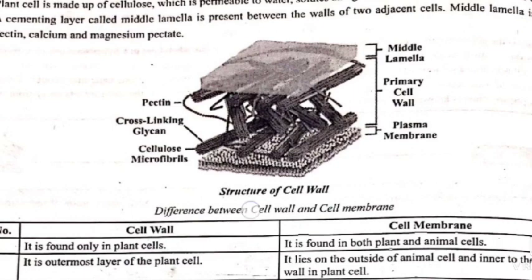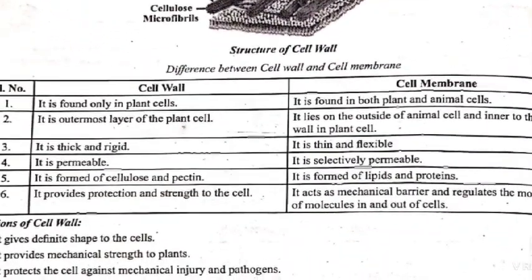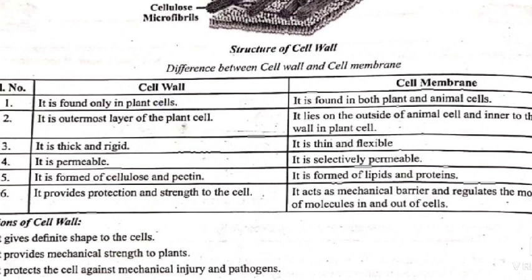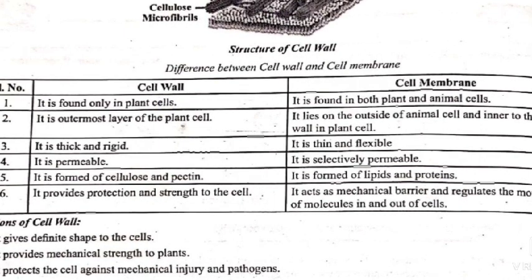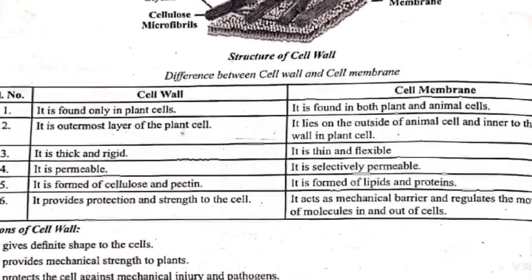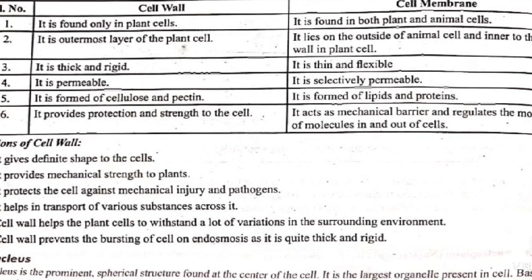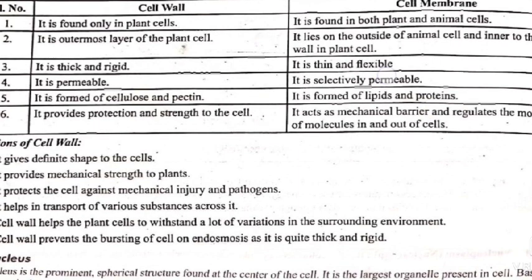Difference between the cell wall and cell membrane. The cell wall is found only in plant cells. The cell membrane is found in both plant and animal cells. The cell wall is the outermost layer of the plant cell. The cell membrane lies on the outside of the animal cell and inside the cell wall in the plant cell. The cell wall is thick and rigid. The cell membrane is thin and flexible. The cell wall is permeable. The cell membrane is selectively permeable.